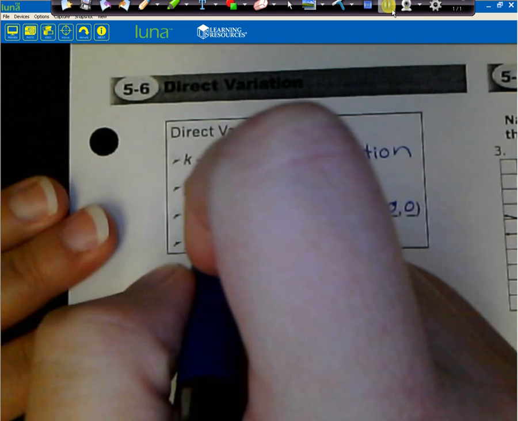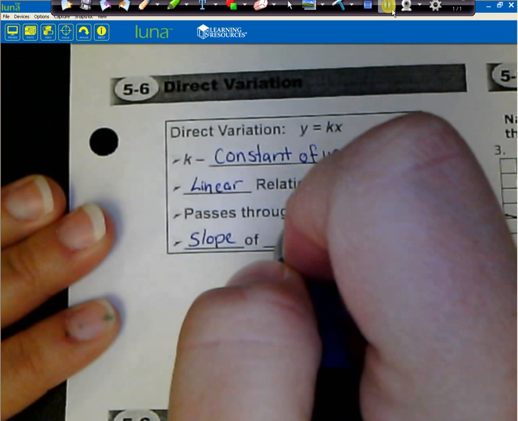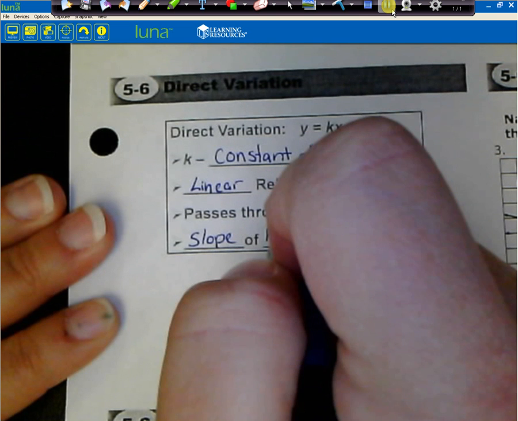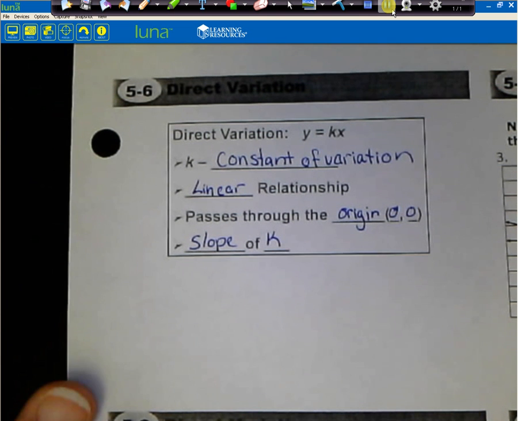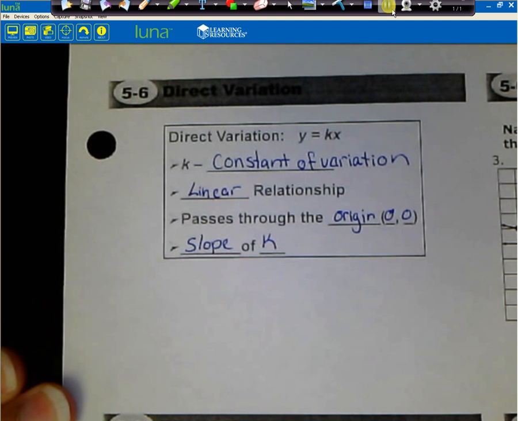And our slope for direct variation, it has a slope of k. You guys are usually probably used to seeing slope as being m. When we're using direct variation, our slope is called k, which is our constant of variation. But again, it is the same thing as your slope, or it is your slope for this one. All right, make sure you have that all written down on your sheet before you move on.